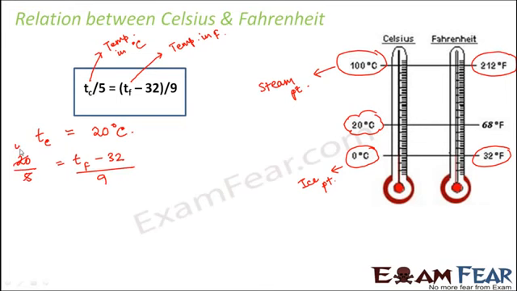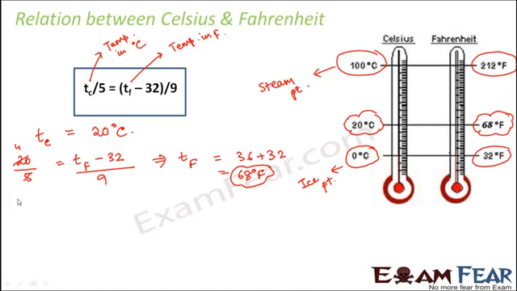So this will be 5 4s are 20. So Tf is equal to 36 plus 32, which is equal to 68 degree Fahrenheit. Therefore we can say that 20 degree Celsius is equivalent to 68 degree Fahrenheit. Similarly, we can convert the Fahrenheit scale values into Celsius scale also.